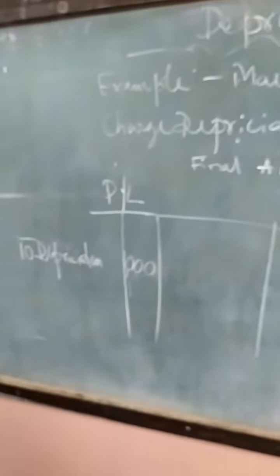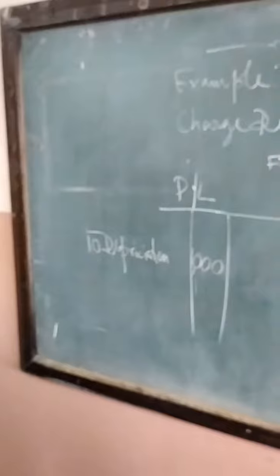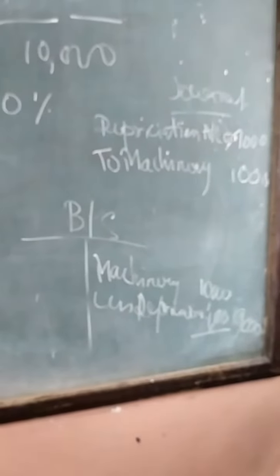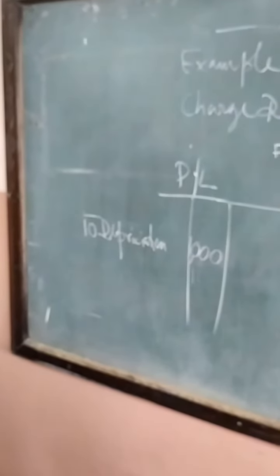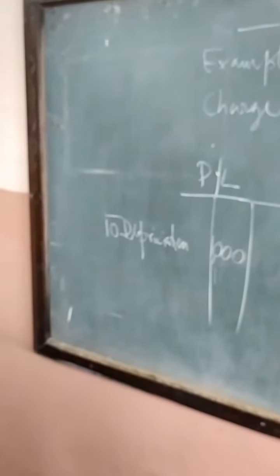Now in the P&L account it will be shown as "to depreciation", and in the balance sheet it will be shown as machinery less depreciation. Why are we writing "to depreciation"? Because it's an expense. Any expense is written on the debit side of the P&L.